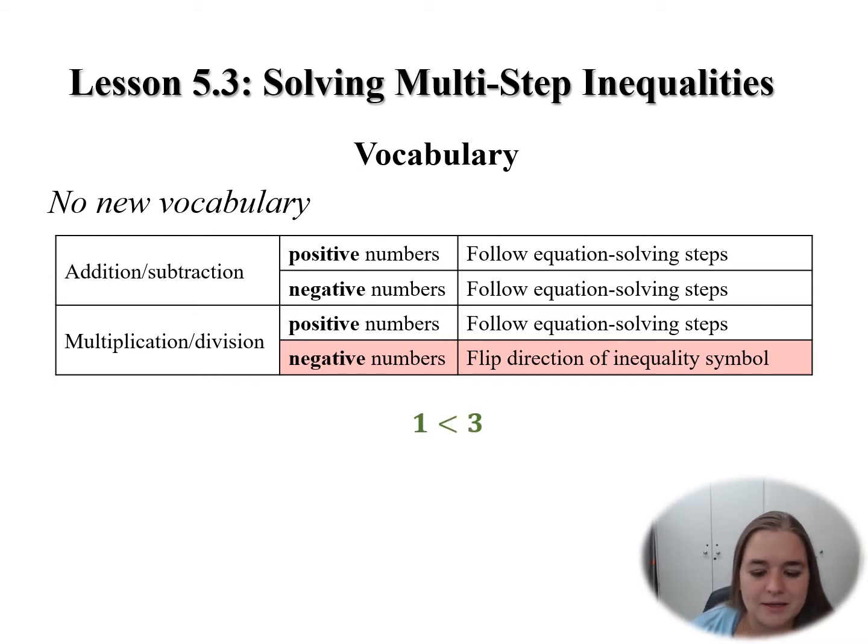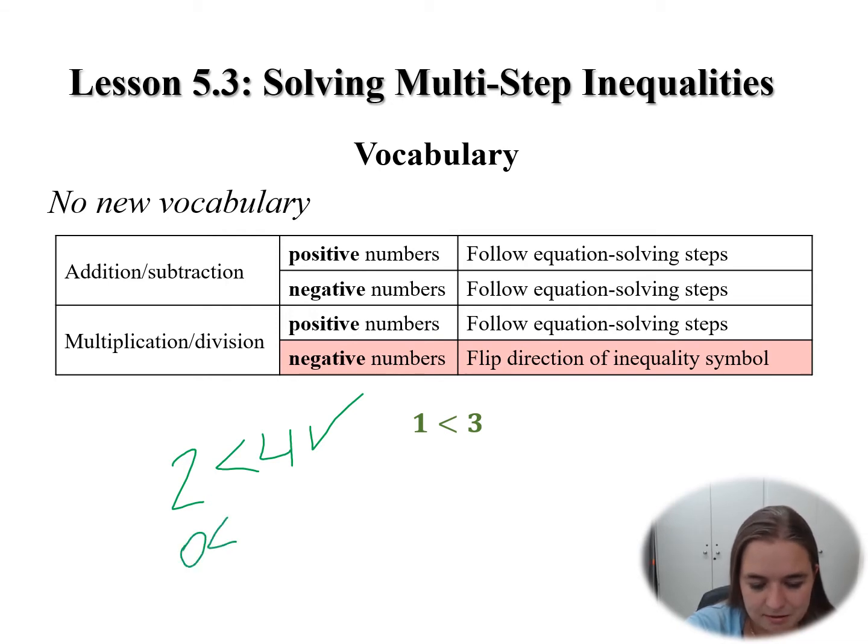So today we're going to think about the idea of 1 is less than 3. You should agree with me on this one. If I have my alligator mouth, I want to eat 3 cookies instead of 1 cookie. But if I add 1 to both sides, I get 2 is less than 4. Well, that's still true. If I take away 1 from both sides, I get 0 is less than 2. Again, still works. I can follow those equation solving skills for addition and subtraction.